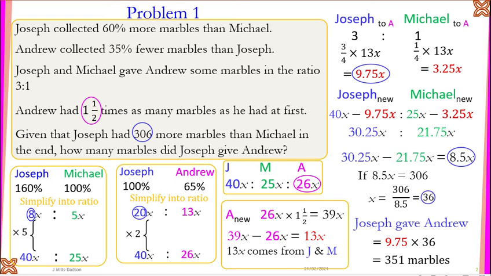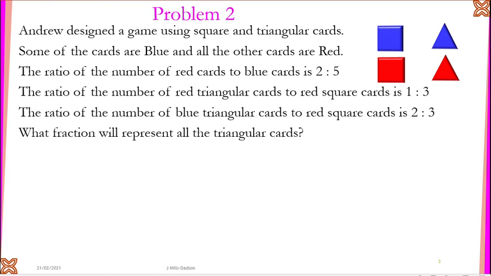Now let's look at problem 2. Pause the video and also read. Andrew designed a game using square and triangular cards. Some of the cards are blue and all the other cards are red. The ratio of the number of red cards to the blue cards is 2 to 5. The ratio of the number of red triangular cards to red square cards is 1:3. The ratio of the number of blue triangular cards to blue square cards is 2:3. What fraction will represent all the triangular cards?